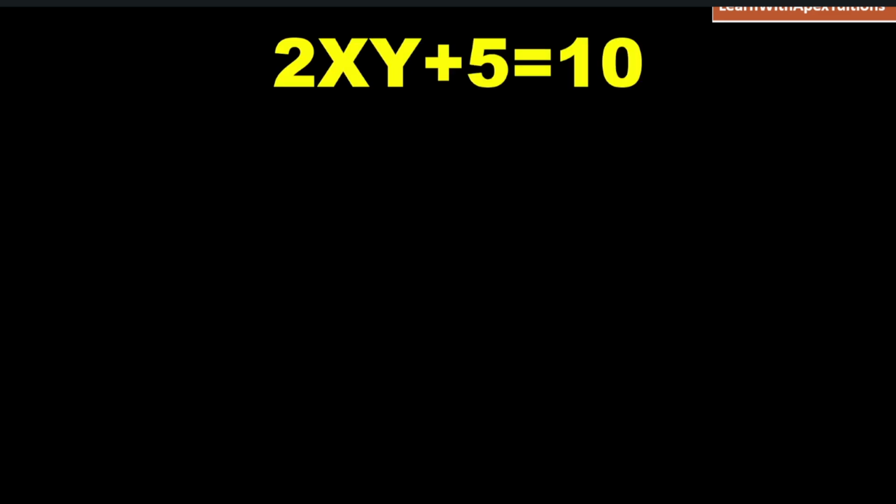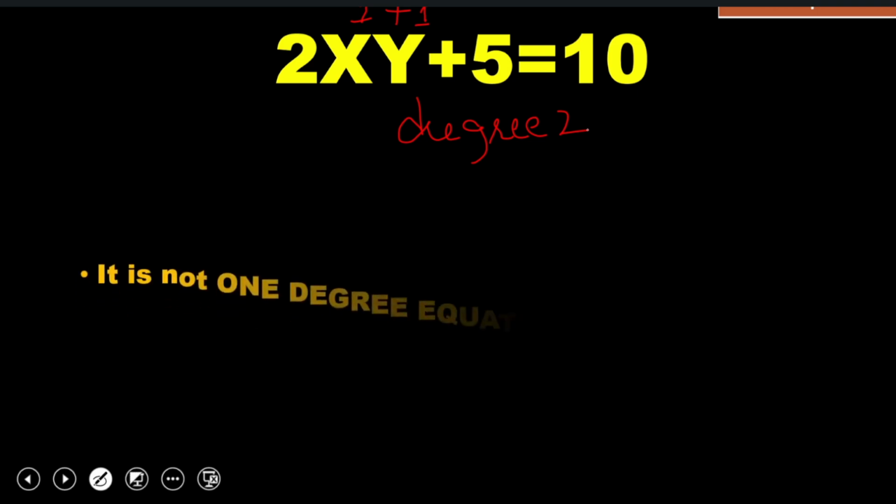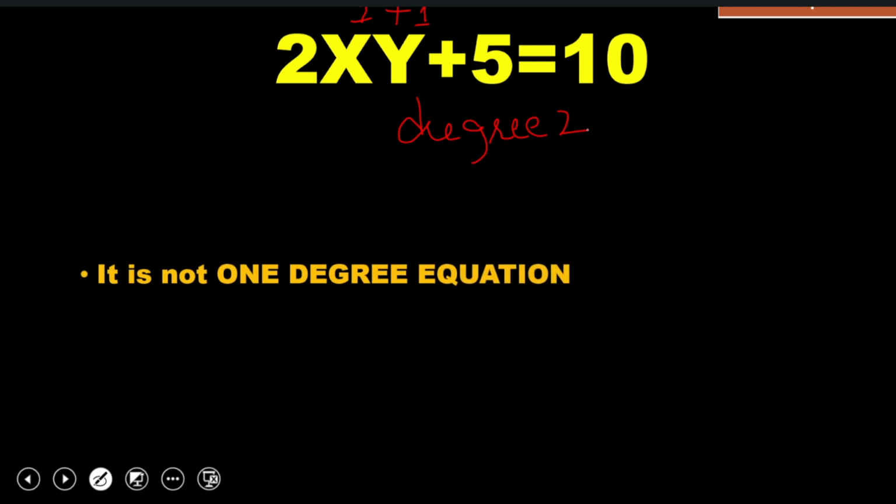Okay, one more example. 2xy plus 5 is equals to 10. x power 1 and y power is also 1. X and y जो variables है वो बाजू बाजू है, इसीलिए it will get add. 1 plus 1 is 2. So the highest degree of this equation is 2. I have already told you that if the degree is greater than 1, then it is not a linear equation. It is not 1 degree equation or not a linear equation.